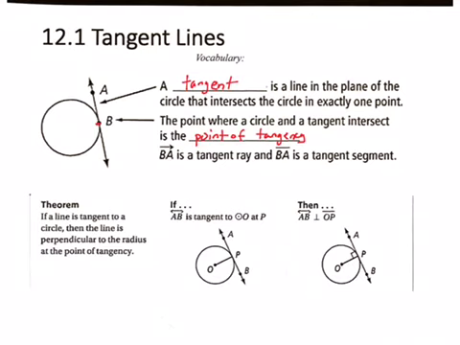Here we're presented with a theorem that says if a line is a tangent to a circle, then the line is perpendicular to the radius at the point of tangency. So if you have a tangent line and you have a radius, they will meet at a right angle. So a line tangent to the circle and the radius that meets at that point of tangency are perpendicular.